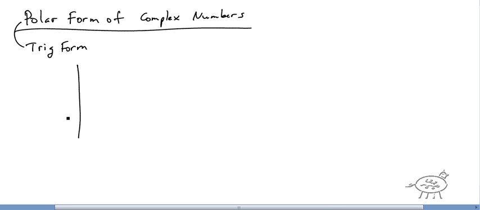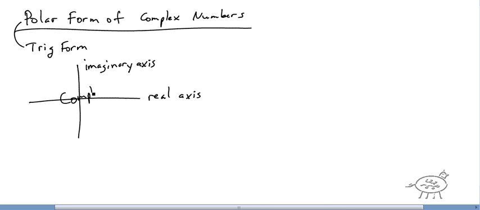If we look at our axes, we usually have our x and y axis. Well, now this is our real axis, and this is our imaginary axis. This whole thing is called the complex plane, because it's a complex number. You have your a plus bi, and of course a goes on the real axis, and b goes on the imaginary axis.